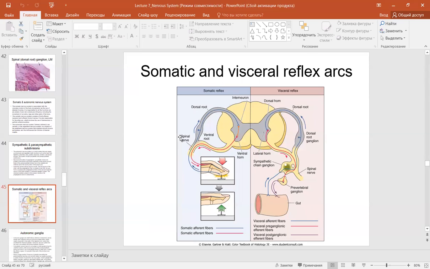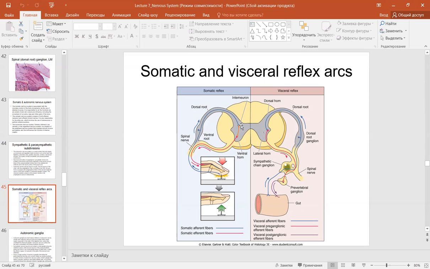Here you have the somatic and visceral reflex arcs. In the somatic reflex arc, the blue coloration is showing you afferent neuron processes within the spinal nerve, cell bodies located within the spinal ganglion, and axon entering the dorsal horns of the spinal cord.